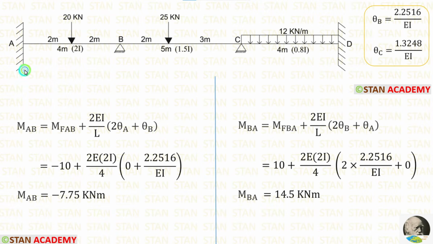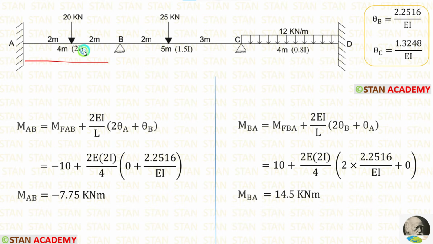First, let us make the slope deflection equations in the span AB. Here, let us apply the fixed end moments. We have already calculated the fixed end moments. At point A, we have a fixed support. In the fixed support, there will be no slope. So, theta A will be 0.